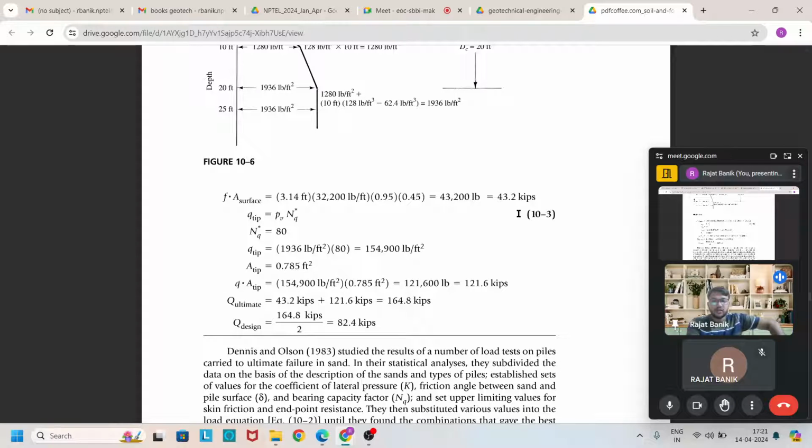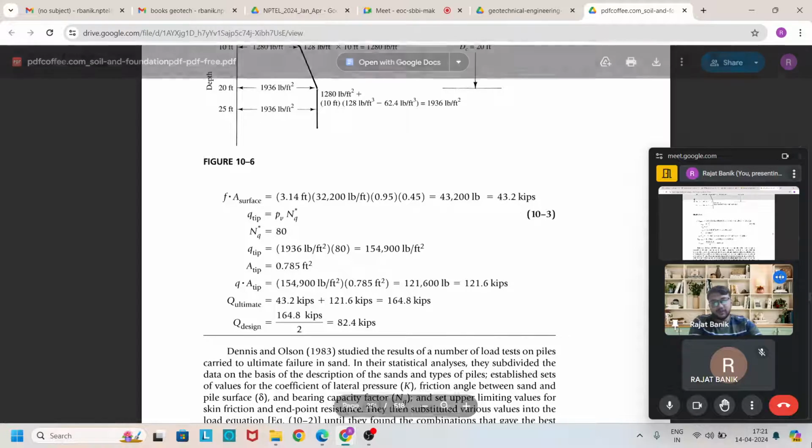Then again we have to find out the tip resistance, that is Q bearing, which is equal to q N_q into pi by 4 d square. So put all these values. Here q is 1936 due to the presence of the water table. It changes at the bottom of the pile. So the answer is 1 to 1.6 kips. So put all this, add the friction and the bearing to get the ultimate capacity, and if we divide it by the factor of safety, we get the safe design capacity of the pile.